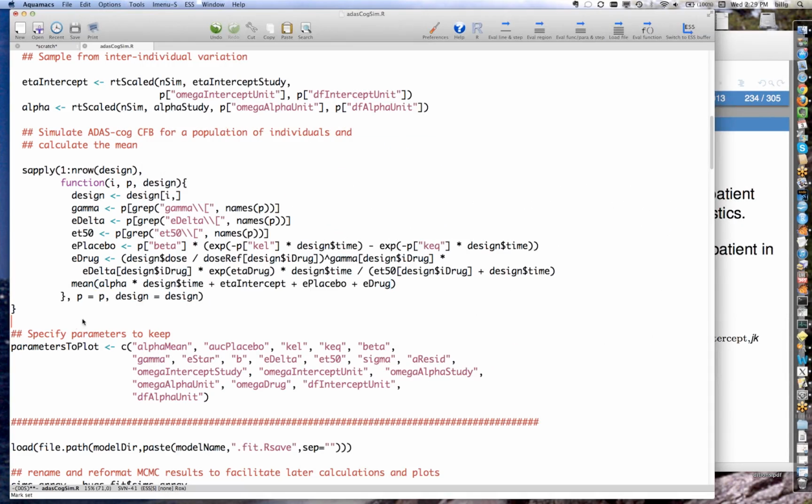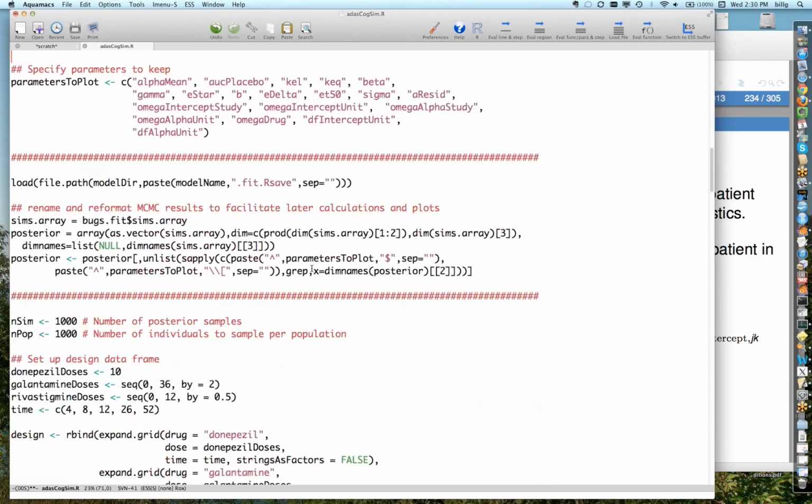And that's pretty much the core of that function then. Every time you run this function, it's going to generate a vector of population means, and the length of that vector is going to be the same as the number of rows of our design matrix, or again, design data frame. Okay, so that's the basic function.